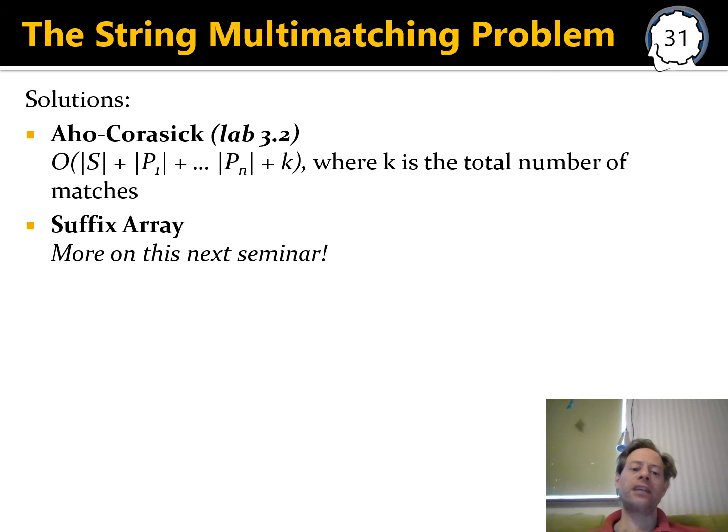And there is actually an even more efficient approach that you can do by implementing a suffix array, but that we save for next week. Thank you very much.